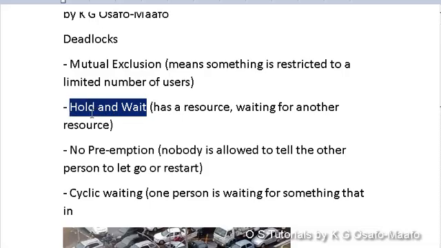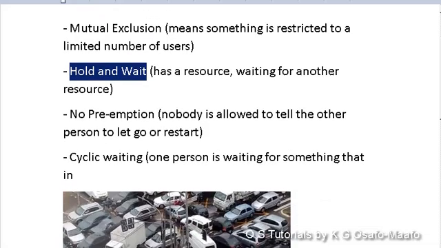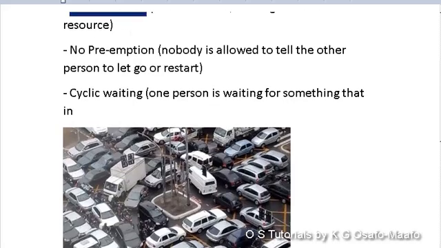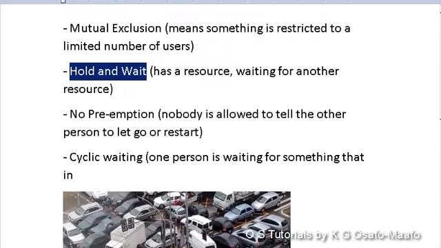What about hold and wait? One person is having one part of the street and is waiting for the other person to let go. So you can pick maybe this car here. It has this car, but it's waiting for this part of the street before it moves. This car is waiting for this part of the street before it moves. So that is hold and wait. That means you have a resource and you're waiting for the other one.